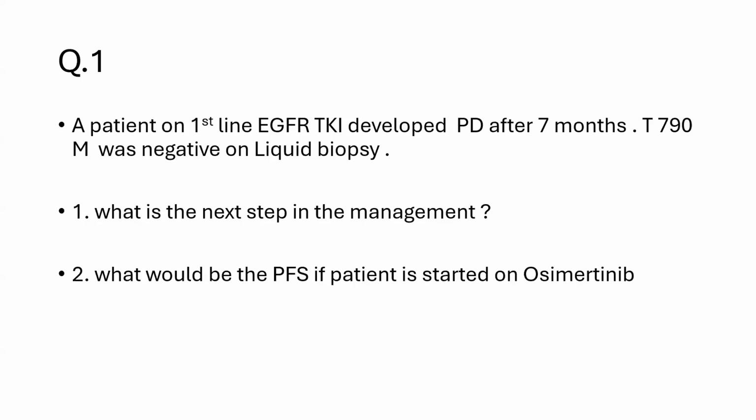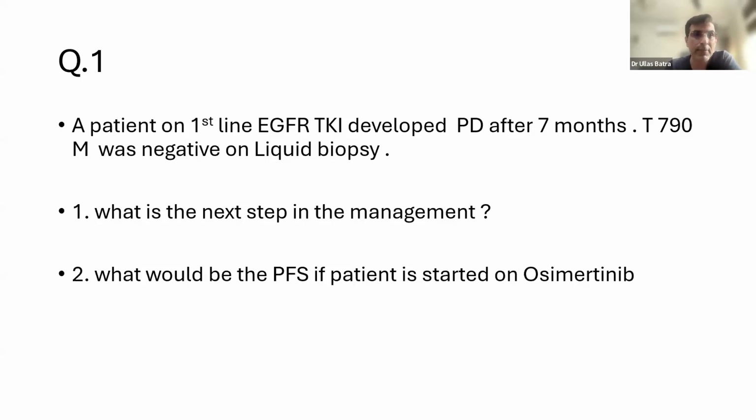So the patient has already got a first-line EGFR TKI and has progressed on it. Now we get a biopsy done, and it is negative for T790M. So what is the PFS now? Okay, so if it is positive, the PFS is around 8 to 10 months as per the AURA3 trial. But if it is T790M negative, the PFS is not more than 2 to 3 months. So that is something which I wanted to emphasize.